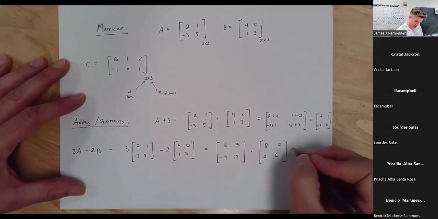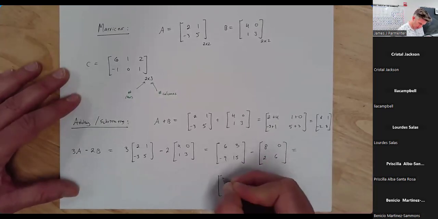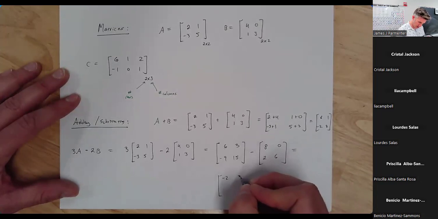And then we subtract the matrices together in the same way you would add them together. 6 minus 8 is -2. 3 minus 0 is 3. -9 minus 2 is -11. 15 minus 6 is 9.